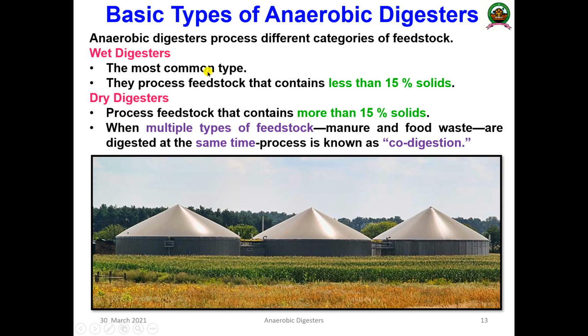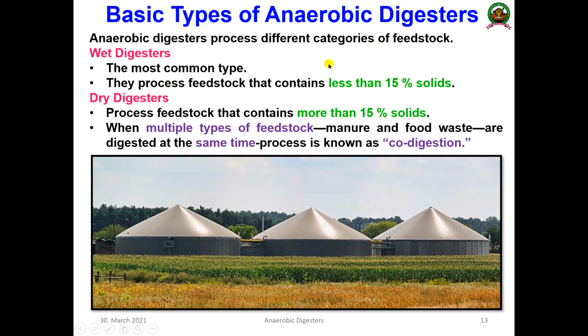Then there are various types of anaerobic digesters, categorized based on their working and on the feedstock. There are 2 types. One is known as wet digesters. The next one is known as dry digesters. The wet digesters are the most common type. They process feedstock that contains less than 50% solids.